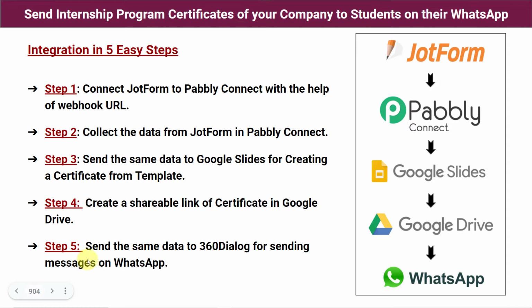So we are going to save the certificate here to generate a shareable link of the certificate. Then step 5 says send the same data to 360dialog for sending messages on WhatsApp. So at the final step, we are going to send the certificate to our students on their WhatsApp account, and to do that we are going to use an application which is called 360dialog. So I'll tell you what 360dialog is later on in this video. First of all, let's jump back to our step 1 and open Pabbly Connect.